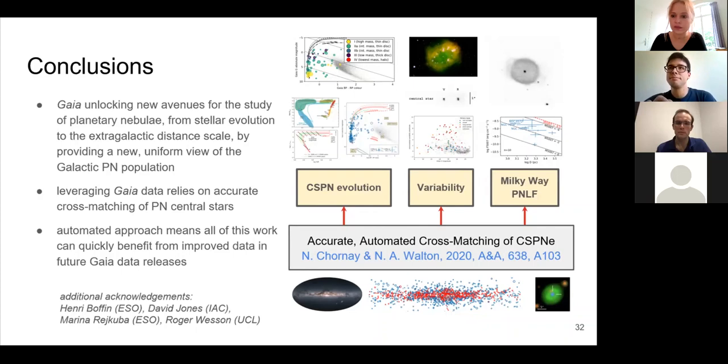Okay, I will take one more question and then we will move to the breakout rooms. So George Jacoby is asking, are you able to derive a mass distribution function of the central stars and therefore the progenitor stars?